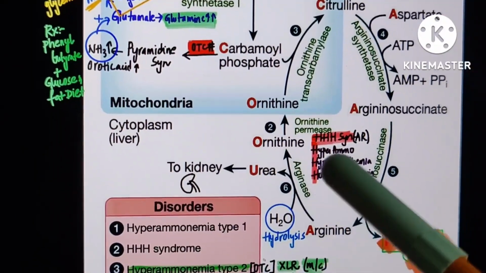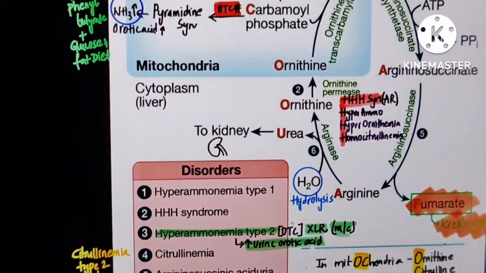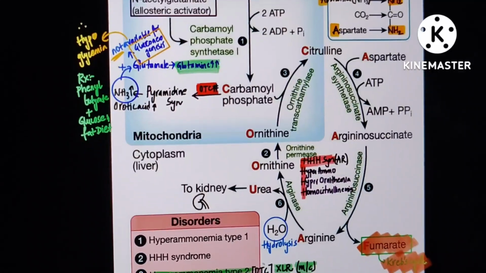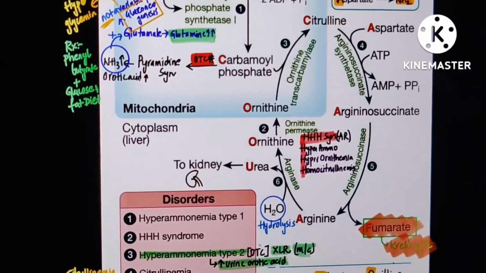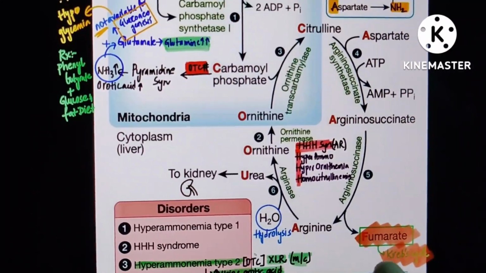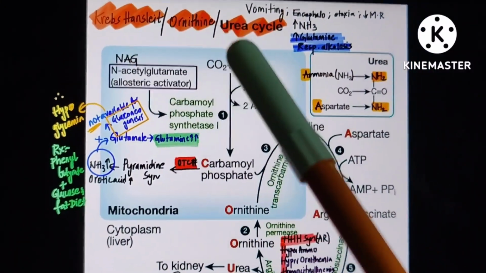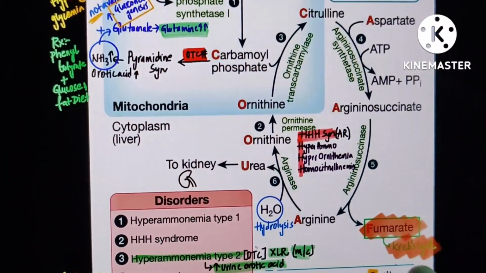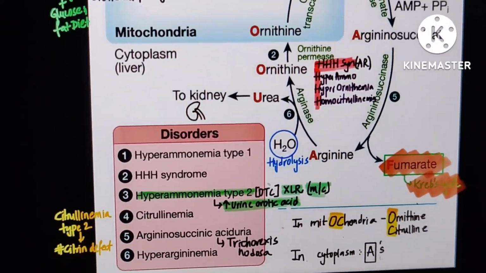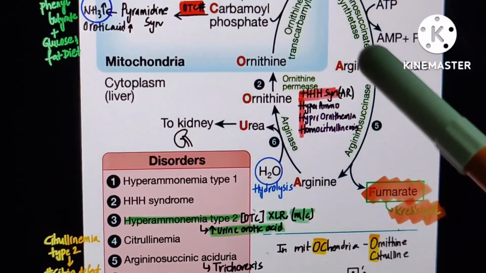Now when we discuss about arginine getting converted to ornithine and urea, when arginase is absent or decreased, there will be increased levels of arginine. So that is called as hyperargininemia. So all the important disorders are discussed here, like hyperammonemia type 1, type 2, citrullinemia, argininosuccinic aciduria and hyperargininemia. Here fumarate is formed when argininosuccinate is lysed. Okay, so fumarate is the connecting point between urea cycle and Krebs cycle. That is an important question. Fumarate is the connecting point between urea cycle and Krebs cycle. Fumarate is formed when argininosuccinate is lysed.